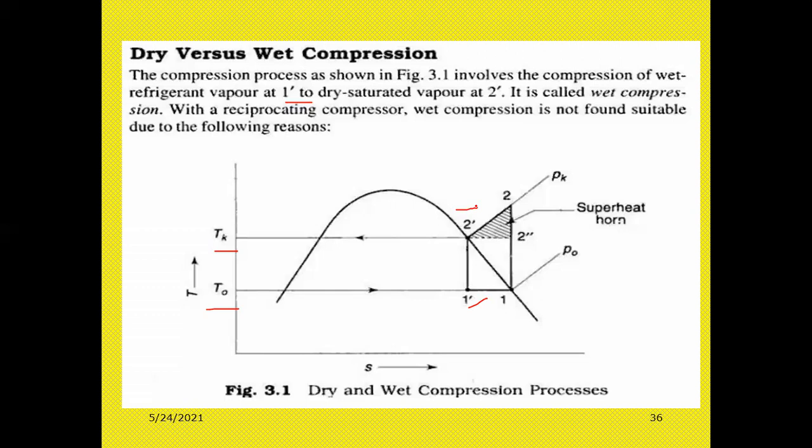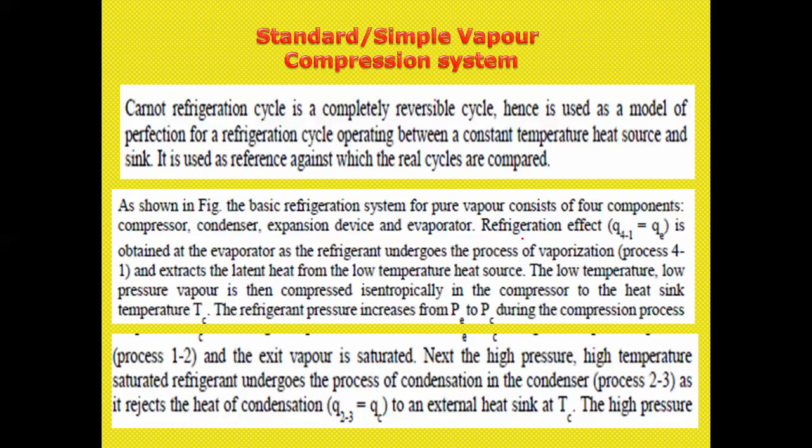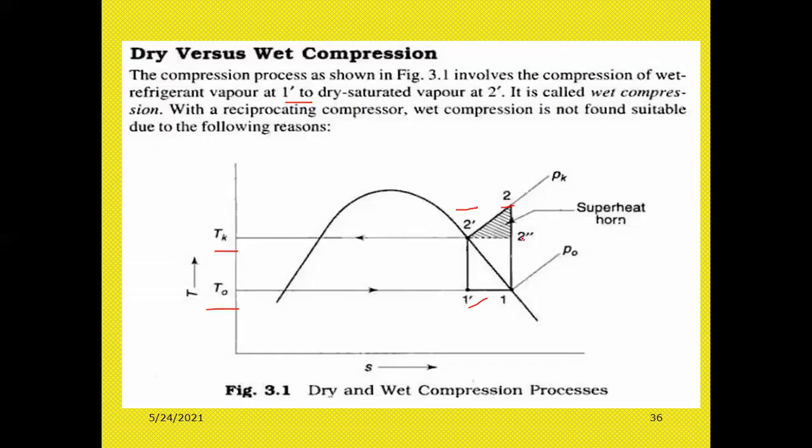At 2 dash, it is called wet compression. With the reciprocating compressor, wet compression is not found suitable due to the following reasons. See here, 1 dash to 2 dash, it is passing 2 dash to px po. So wet compression is not found suitable due to the following reasons. So what are the following reasons? It doesn't mix with the other things, right?